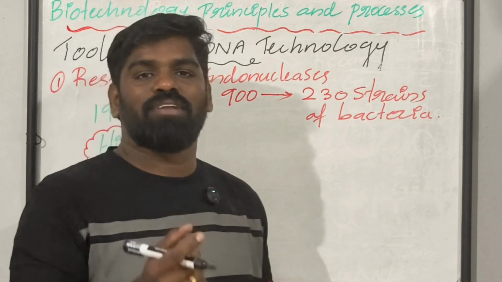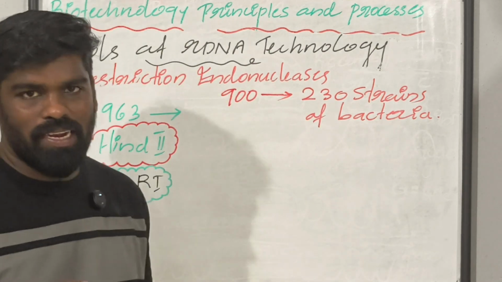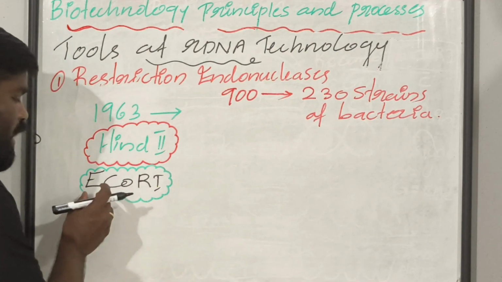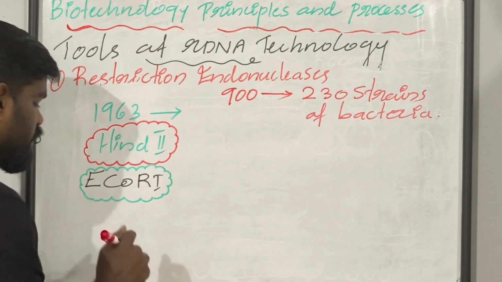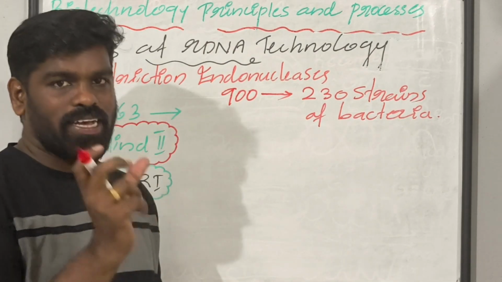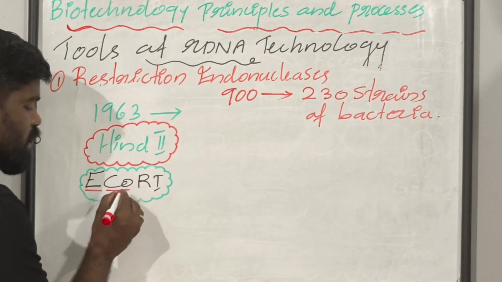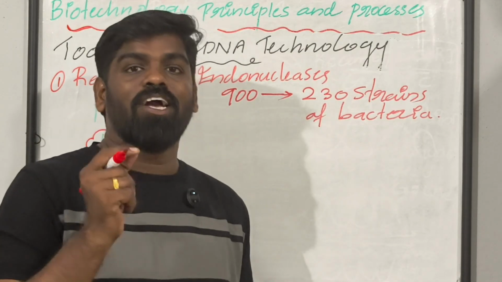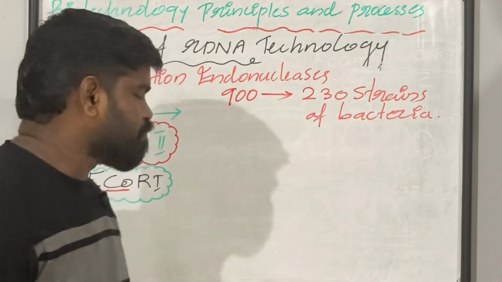So the full name is actually Escherichia coli RY13. That is the bacteria. Now here in Escherichia coli, see the first letter E, that is representing the genus name of the bacteria. So E is actually the genus name, Escherichia. Now the second two letters represent the species name of the bacteria, that is actually coli, C-O-L-I. Escherichia coli.